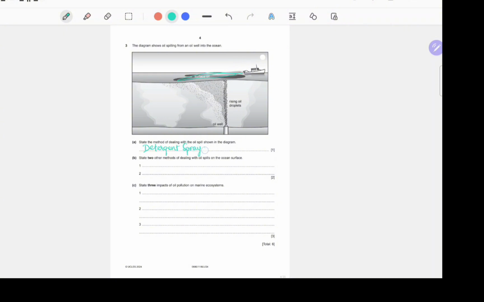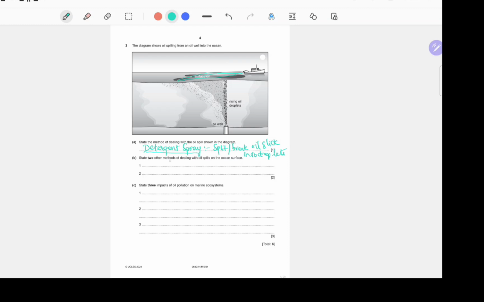The main use is that it will split or break down the oil slick, in a simple way. The reason is that it makes the oil slick into small droplets. That is what happened here. Into droplets, I will write here. But this is the method, detergent spray.